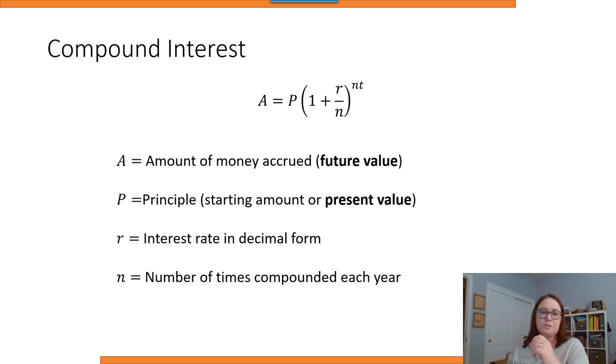And of course, the last variable, which I actually forgot to list here, is the T, which is the amount of time in years that the loan is going for. So let's look at some examples to see how we might use this formula to calculate the amount accrued or compound interest.